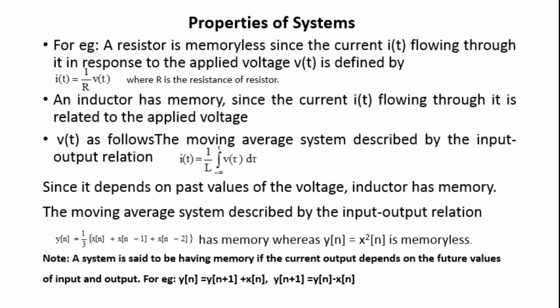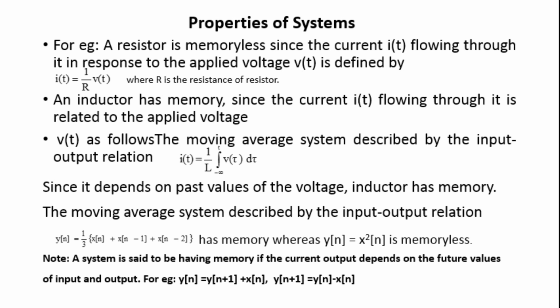An inductor has memory since the current i of t flowing through it is related to the applied voltage v of t as follows: i of t is equal to 1 by L into the integral from minus infinity to t of v of tau d tau. Since it depends on past values of the voltage, the inductor has memory. The moving average system described by the input-output relation y of n is equal to 1 by 3 into x of n plus x of n minus 1 plus x of n minus 2 has memory, whereas y of n is equal to x squared of n is memoryless.